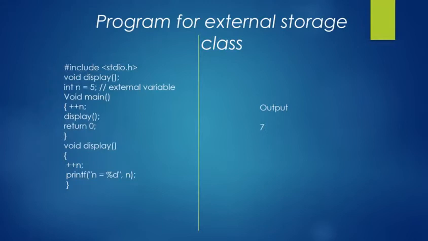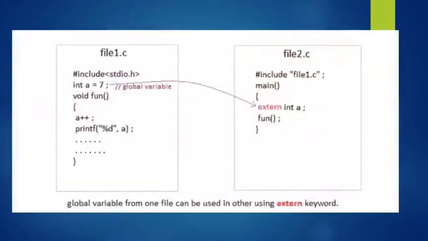Let us see another program for this external storage class. In this program we have two files, file 1 and file 2. In file 1 we have initialized the global variable, but in file 2 we have not done this. We used the keyword extern and accessed the variable of file 1 in file 2. So in this way we can also use a variable from one file in another file using the extern keyword in the external storage class.